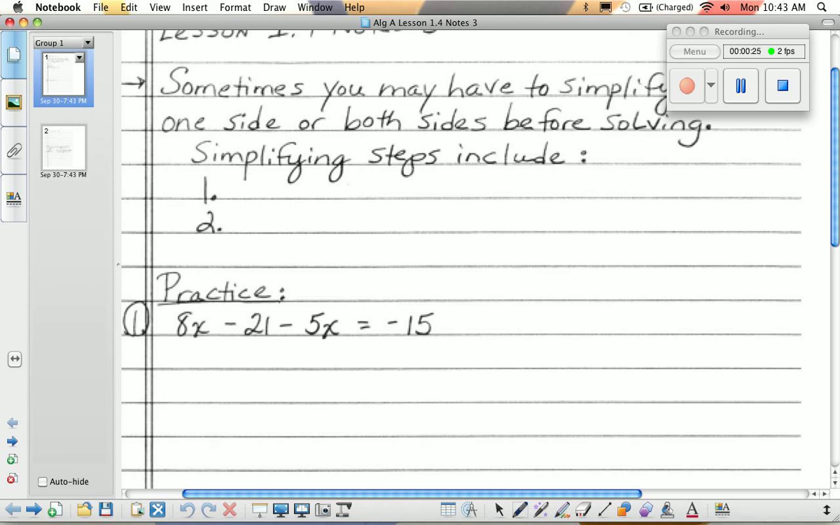So there's two types of simplifying that we may need to do. One of them is combining like terms. So you're going to look to see, are there any like terms on the same side of the equation that can be combined? Oh, yeah, the 8x and the 5x? Okay, but we're not quite to that one yet, but you're right. When we get there, they are on the same side.